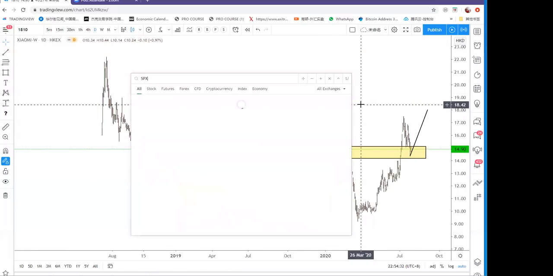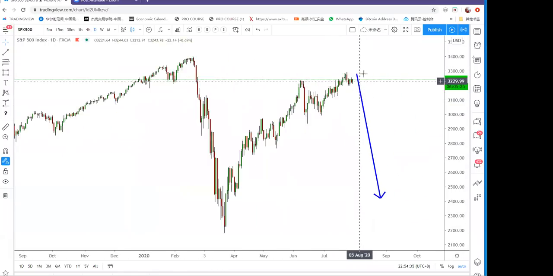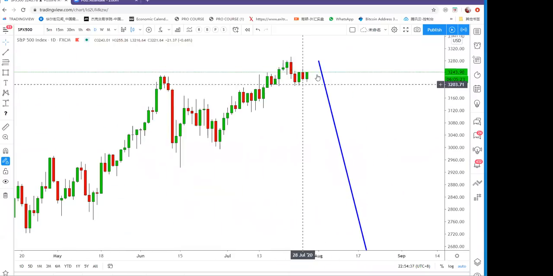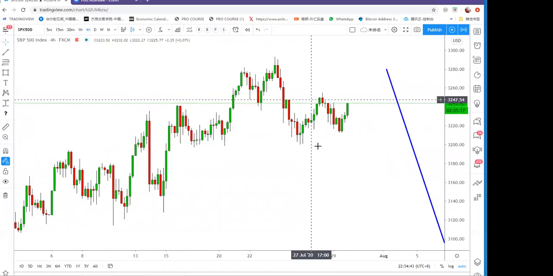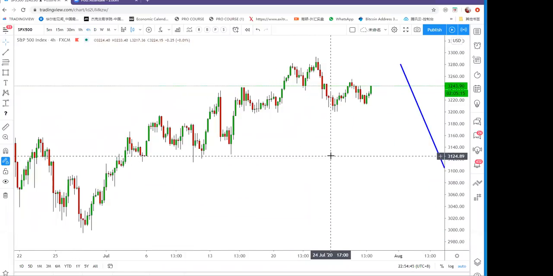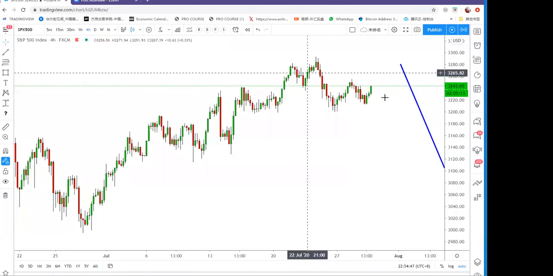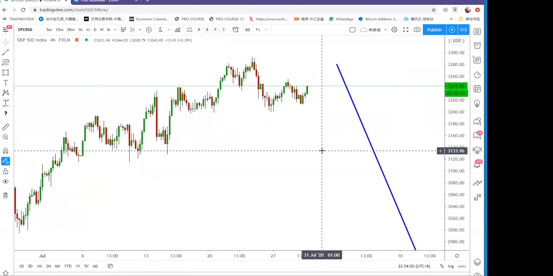So try not to open new trades in the S&P and oil. I do not recommend buying the S&P from here because it may go down any time. It just needs a trigger, just needs a breakdown. So try to observe the S&P first until we have more clues.